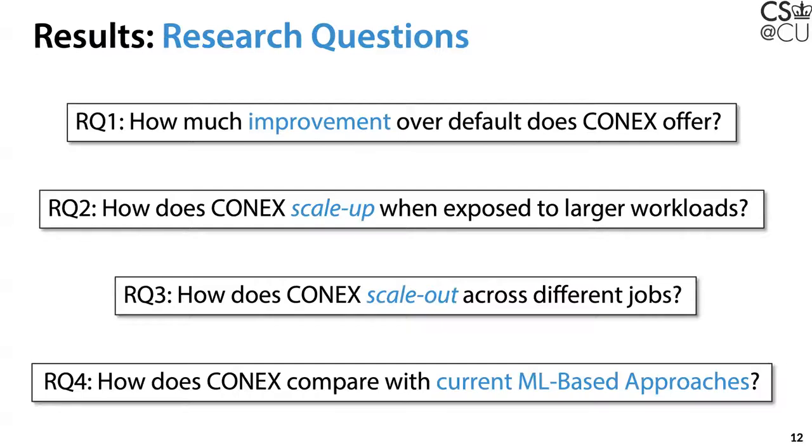In order to evaluate our approach, we ask and answer four research questions. The first research question asks how much improvement ConEx offers over the default off-the-shelf configurations of these frameworks. And the second research question, we ask if ConEx can scale up when exposed to larger workloads. In the third research question, we explore if ConEx can scale out across different jobs. And finally, we ask how ConEx compares with current machine learning-based approaches.